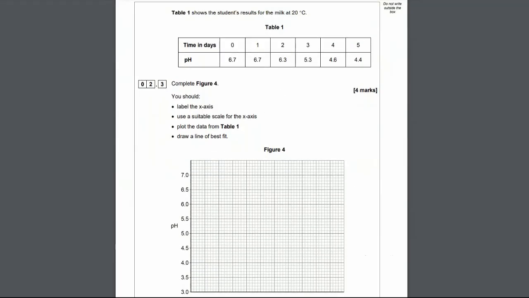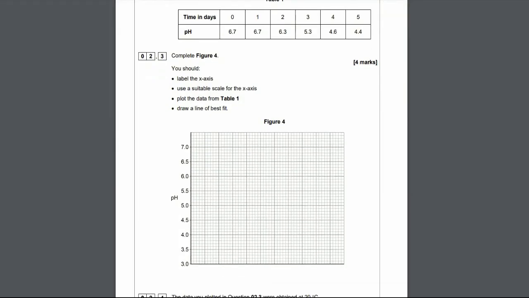Ooh, we got a graph question. Scroll up and read this graph. Table 1 shows the students' results for the milk at 20 degrees. We've got the time in days, 0 to 5 here, and then we've got the pH that was measured on each day. You can see the pH is going down. Complete figure 4. You should label the x-axis. That will get you 1 mark.